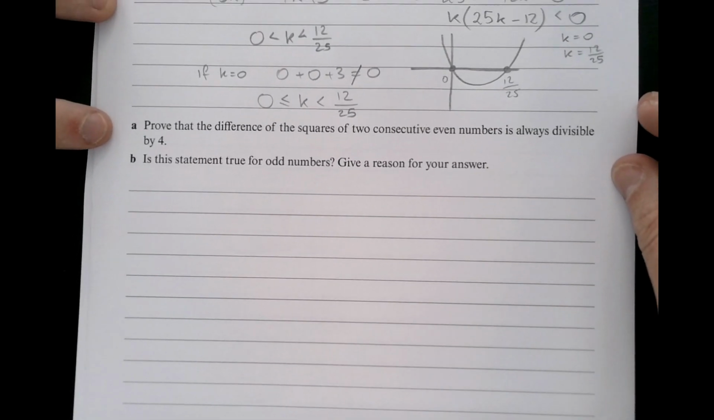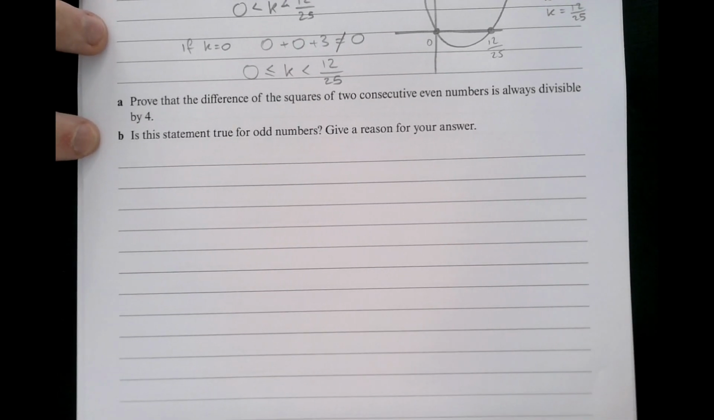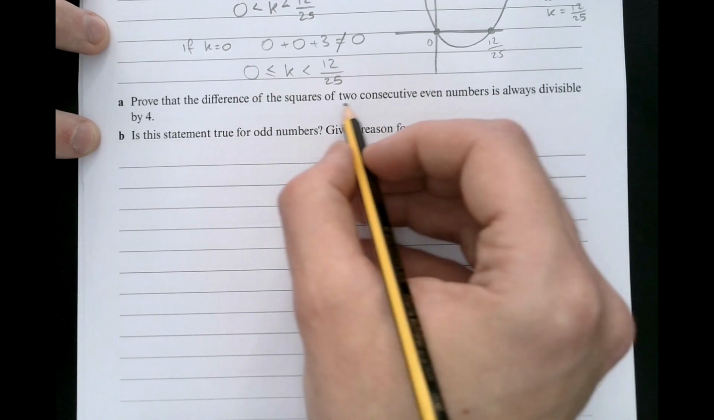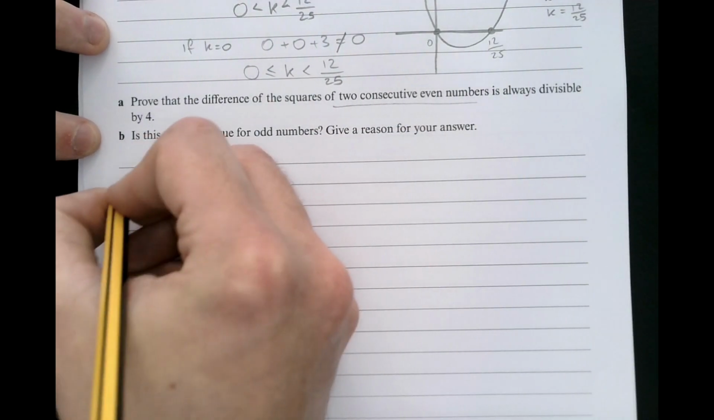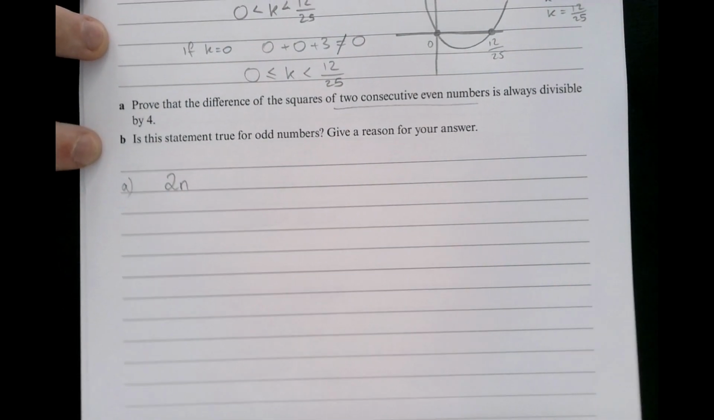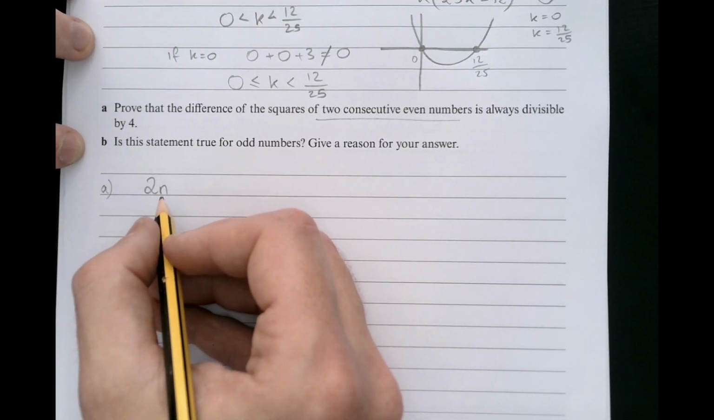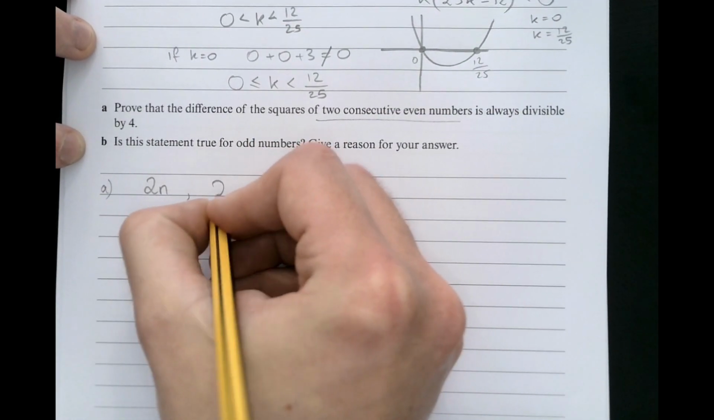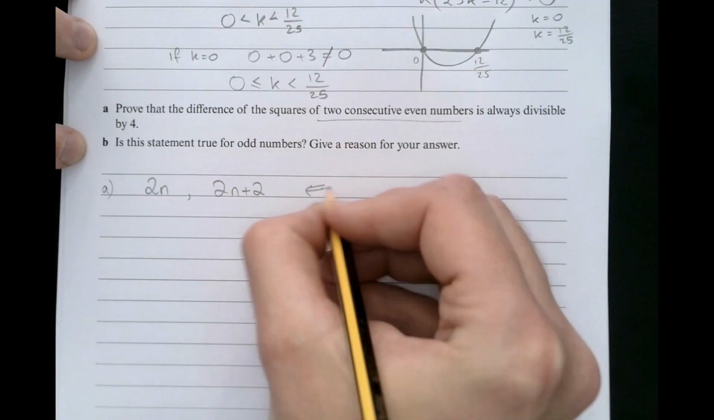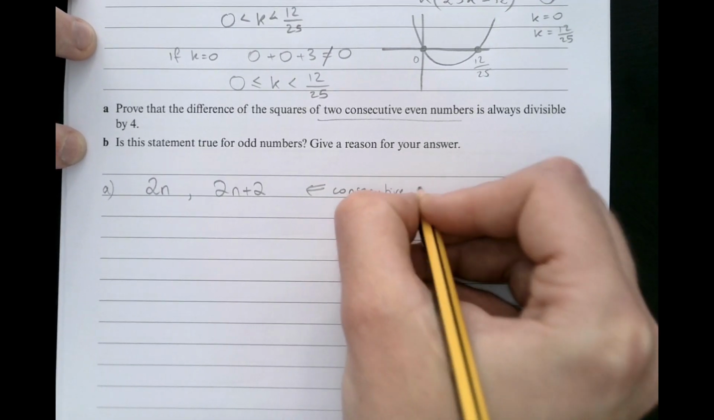Prove that the difference of two squares of consecutive even numbers is always divisible by 4. So to do that, we'll have to define some things. So consecutive even numbers, let's start with that. Let's have our first consecutive even number as 2n. 2 because it's got to be even, and then n because 2 times by a number makes it even. And then the next one is 2n plus 2. These are our two consecutive even numbers. How do you spell consecutive? Like that. Even numbers, it's in the question.